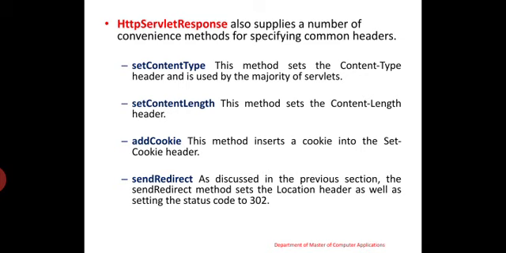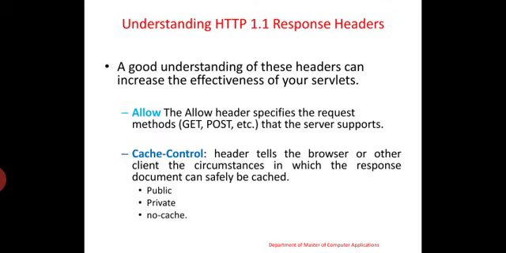And addCookie inserts a cookie into the Set-Cookie header. Then sendRedirect is used when the requested URL is not present: the server redirects to some other URL by setting the status code as 302. So by using all these different methods, we'll understand the common headers here.